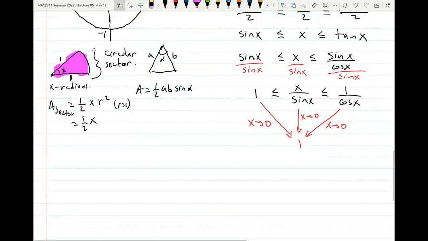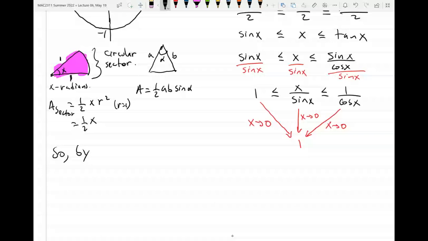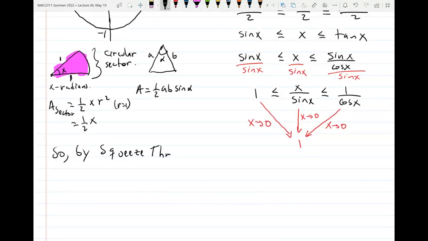Okay. So by Squeeze theorem, we have that the limit as x approaches 0 of x over sine of x equals 1. This is what we have proved so far.